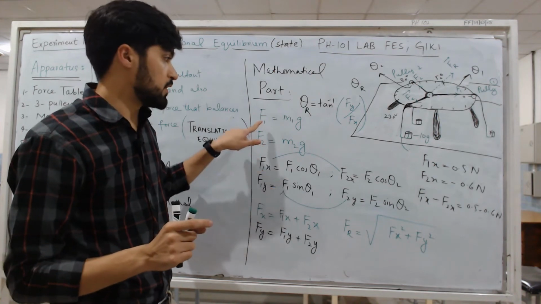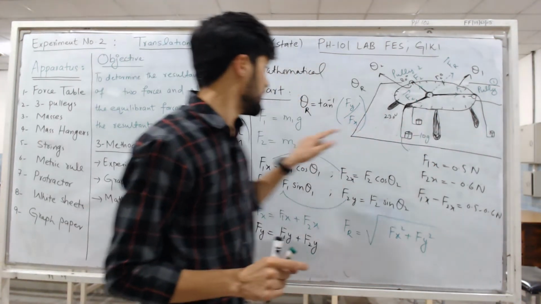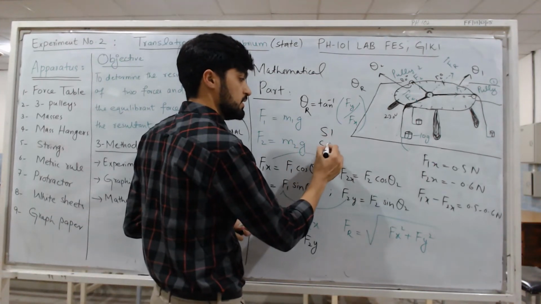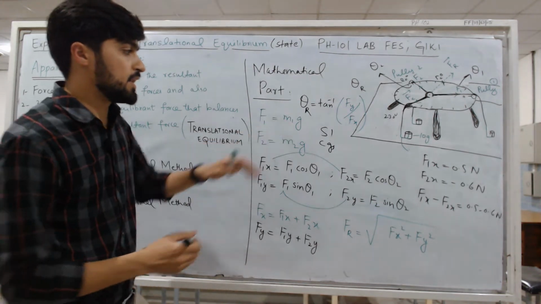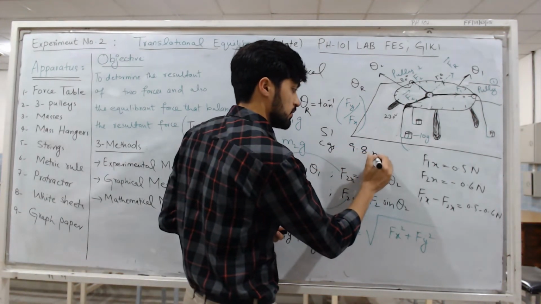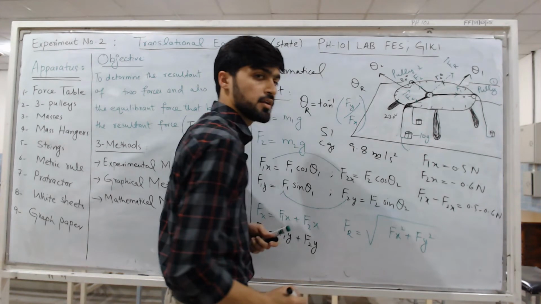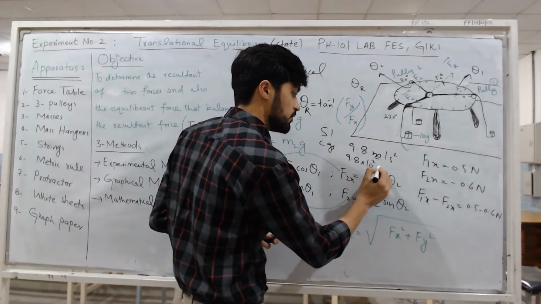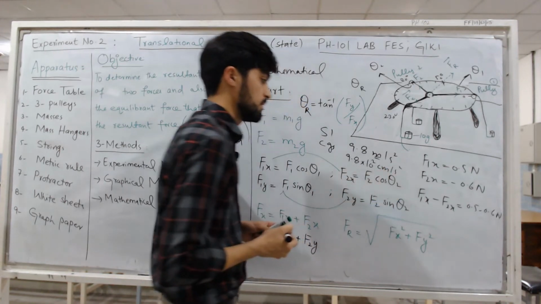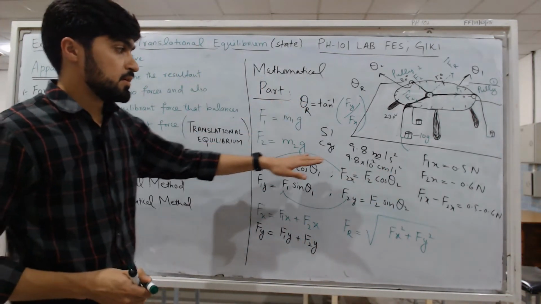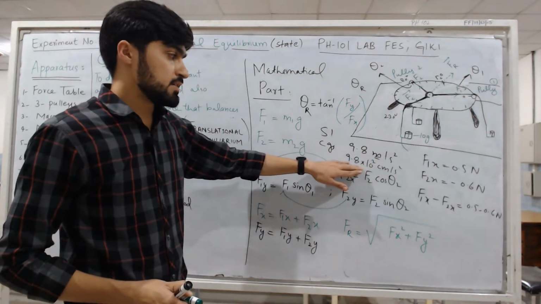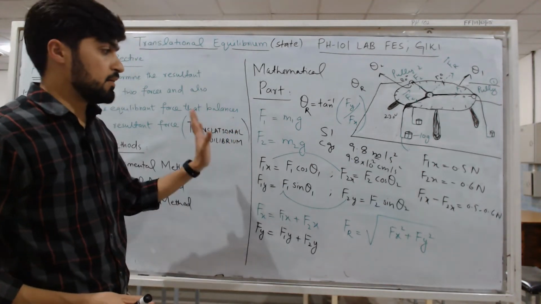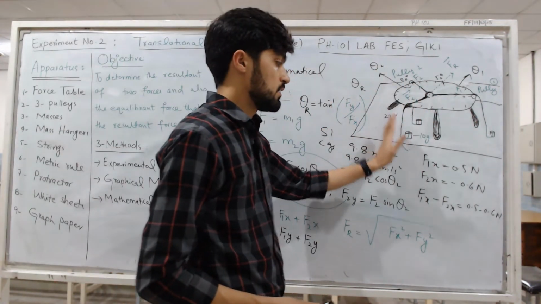F1 you can calculate from here. Masses are given and g is 9.8 meter per second squared. Now keep in mind, you have to use SI or CGS. Either you convert this 9.8 meter per second square, convert this meter into centimeter. So it means 9.8 into 10 raised to the power 2 centimeter per second square. So the masses are in grams. The gravitational acceleration is now in centimeter per second square. The theta is in degree, and the forces are in Newton.